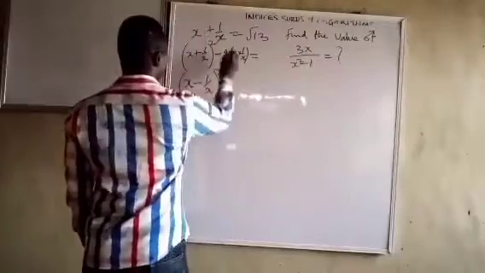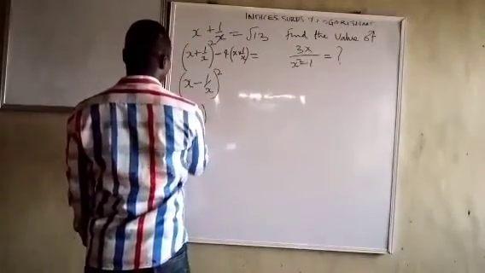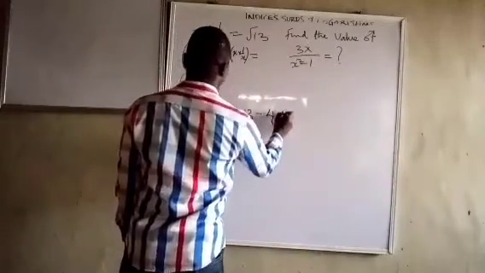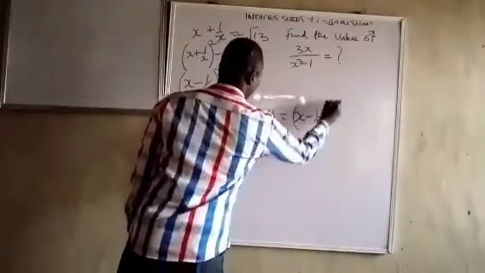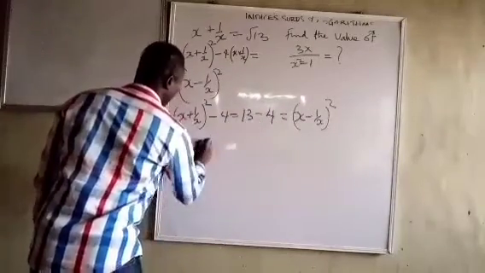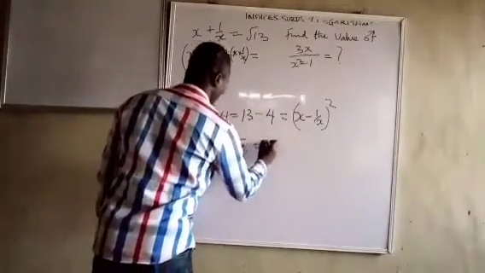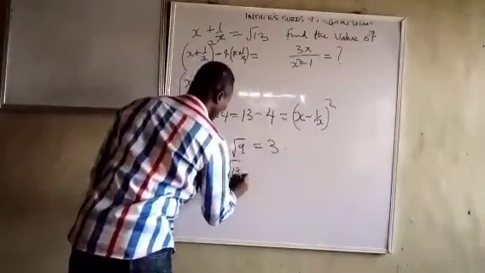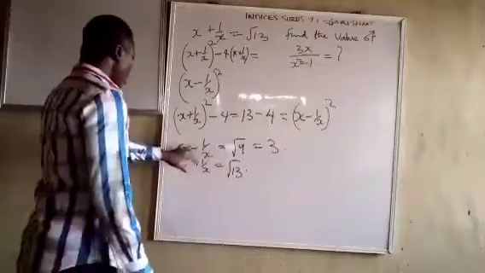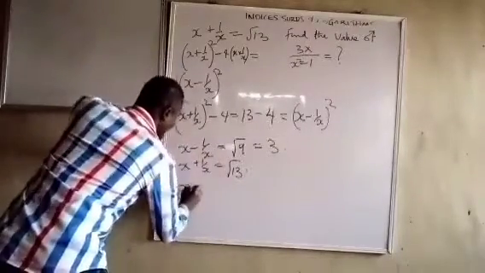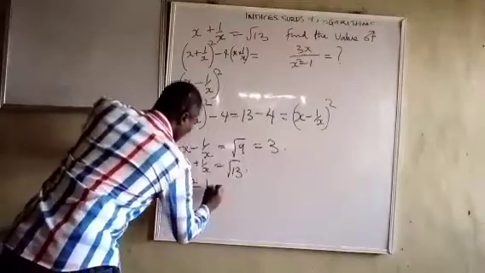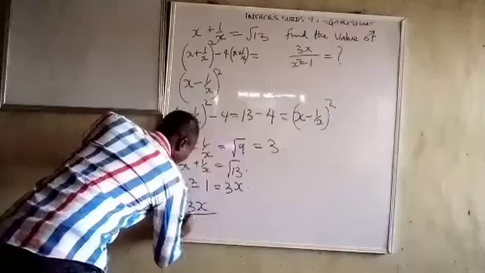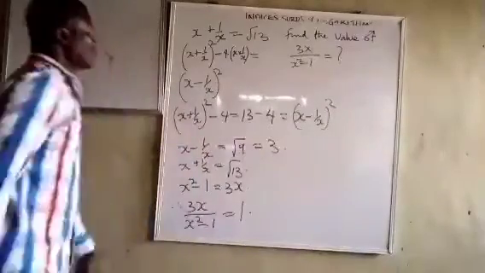And what does this give us? It means that x plus 1 over x all squared minus 4, because this one will give us 1, is equal to 13 minus 4, which is equal to x minus 1 over x all squared. And if you look at this, it means that x minus 1 over x is equal to root of 9, which is equal to 3. And we also have x plus 1 over x is equal to root of 13. If we work on this more, we will realize that x squared minus 1 is equal to 3x. Therefore, 3x over x squared minus 1 is equal to 1. So our answer is 1.